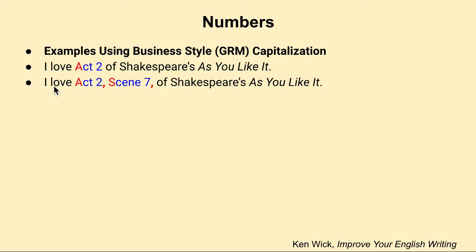The next example is I love Act 2, Scene 7 of Shakespeare's As You Like It. Once again, you can see Act 2 is the same. Scene 7, here we have another numbered reference, so we use a figure, and it's not line, page, note, whatever. So we would capitalize it, and now we need to separate numbered references with commas.